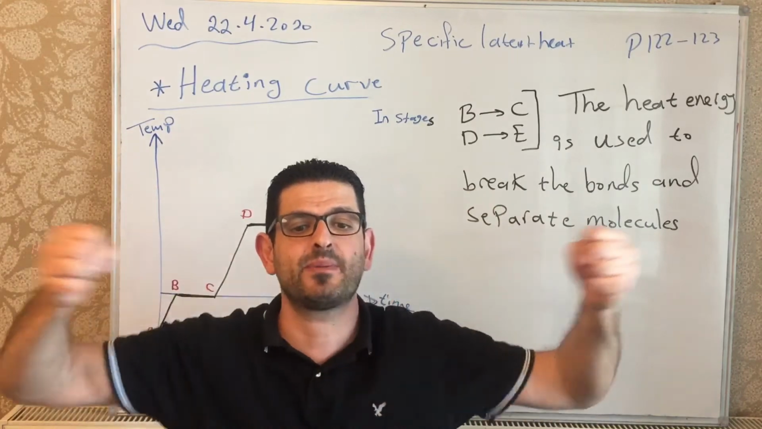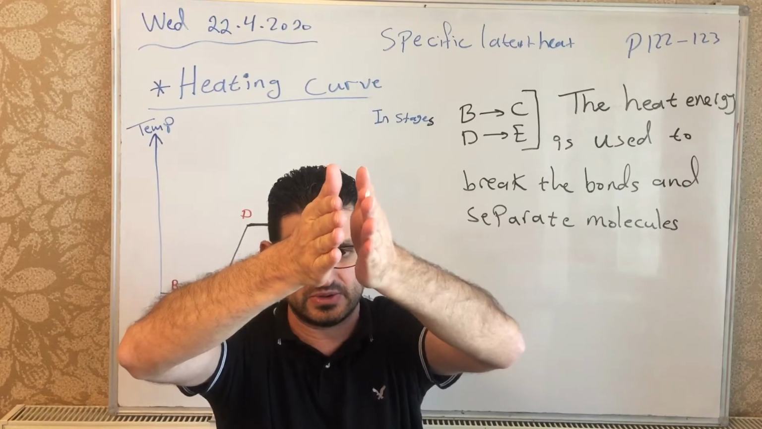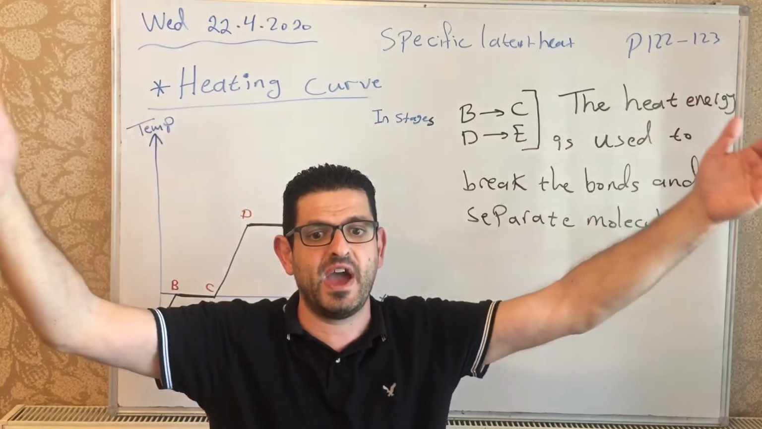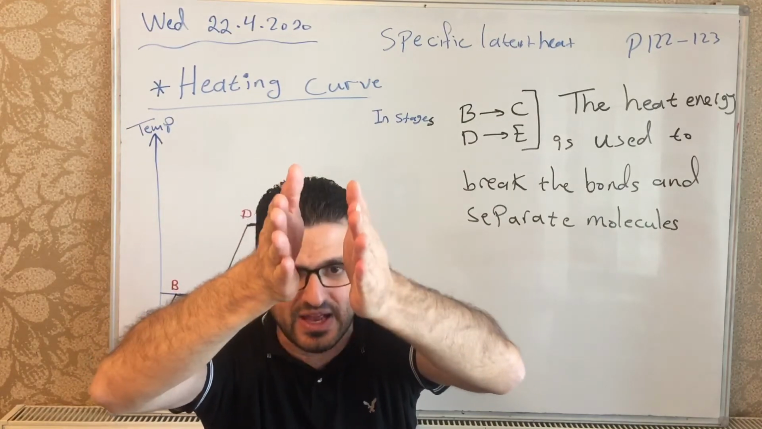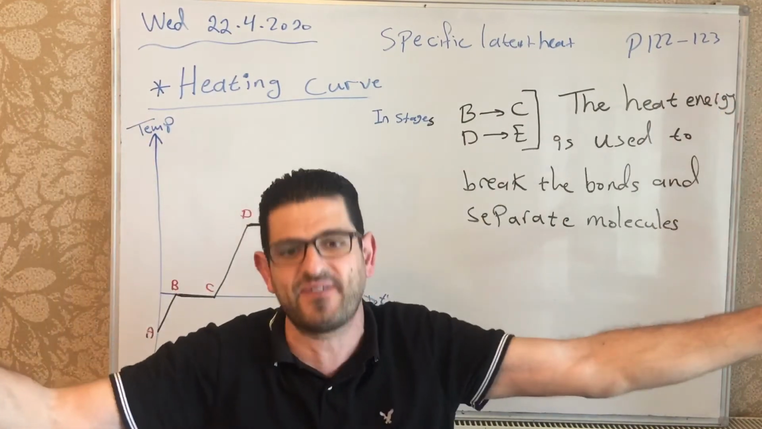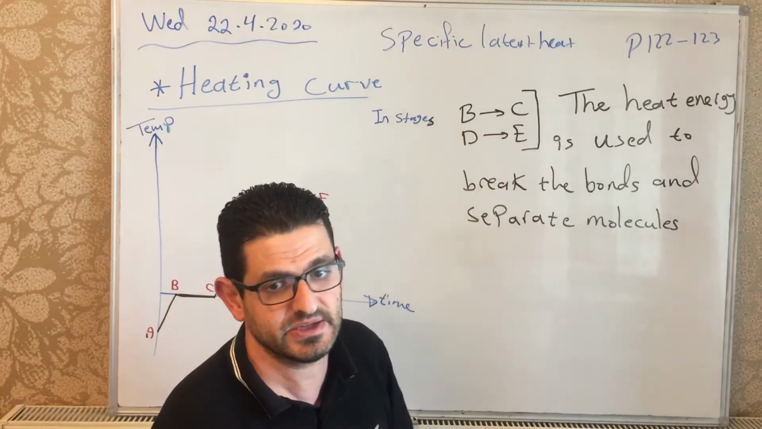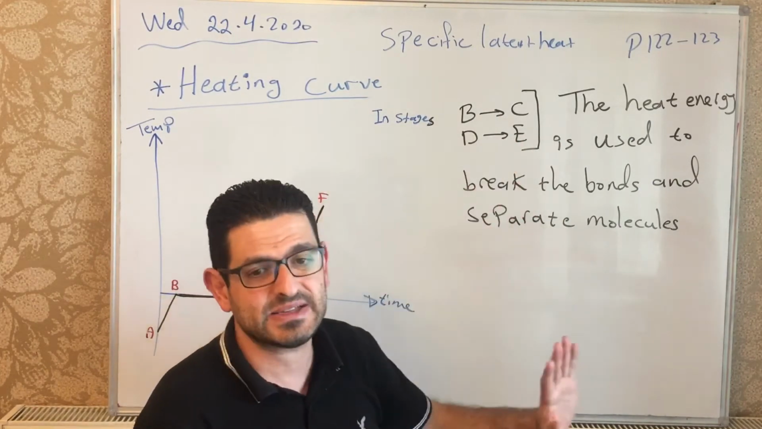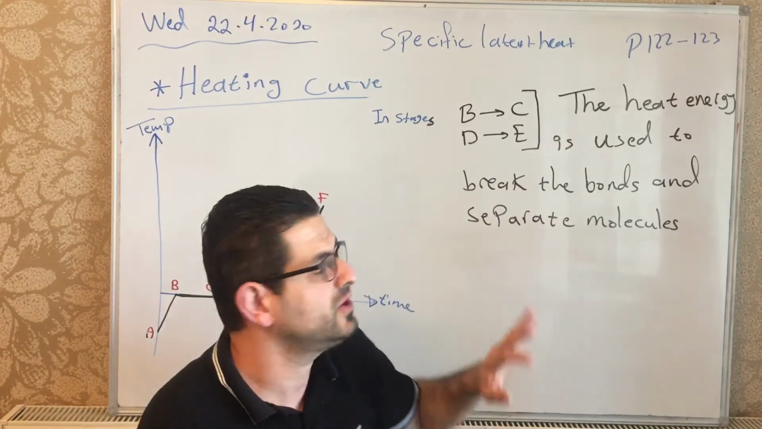Second, to separate the molecules, because in solid they are very close. In liquid they are a little bit far. In gas they are very far. How can you move from very close to a little bit far, or from a little bit far to very far? You need energy. From where do we get it? From the heat energy.